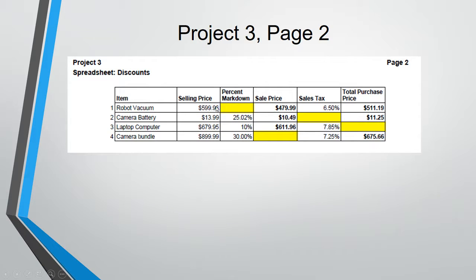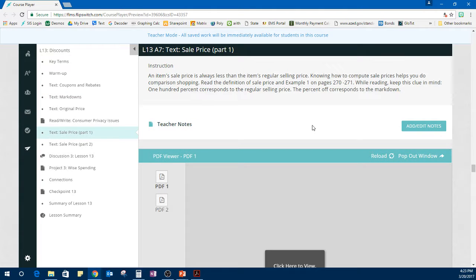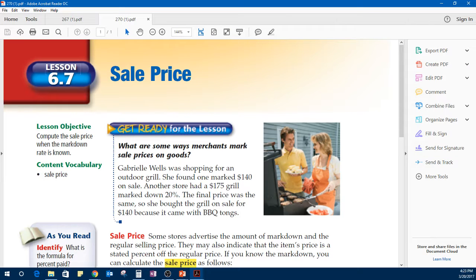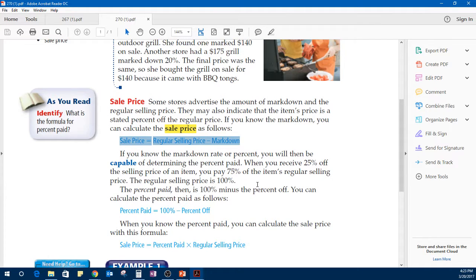Now what we need to do is find the sale price. So we found that one. Sale price, you can actually find how to do it on the same lesson, Lesson 13, activity 7. So we're going to open the PDF again. Again, I'll write the formula for you on the sheet. I just want to show it to you. So the sale price is the regular selling price minus the markdown. But remember, if we don't know how to find the markdown, we can use that same formula.